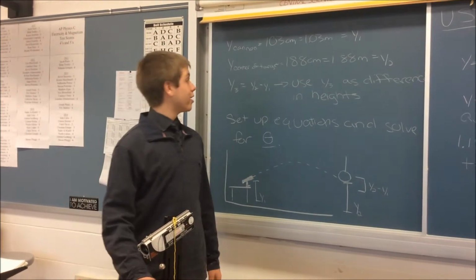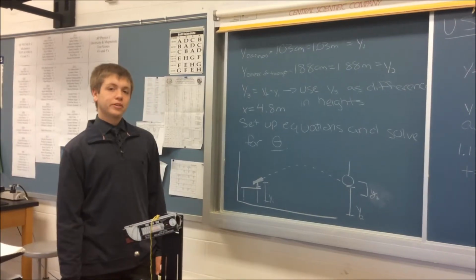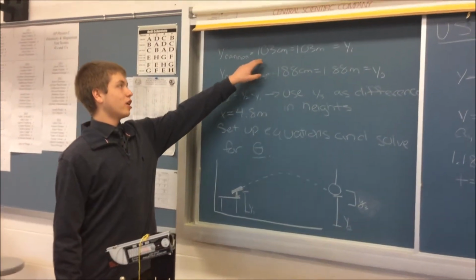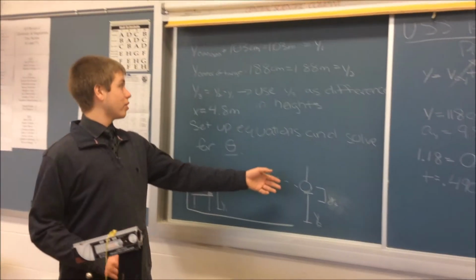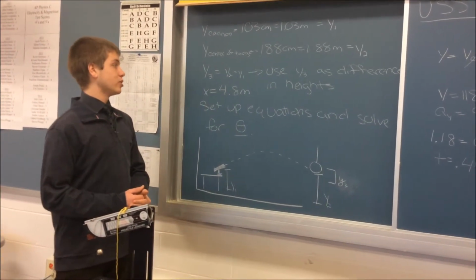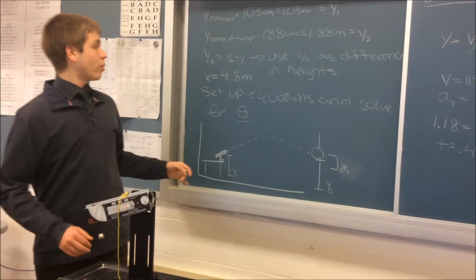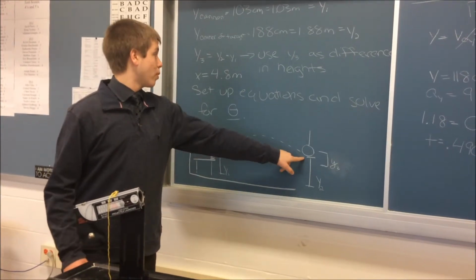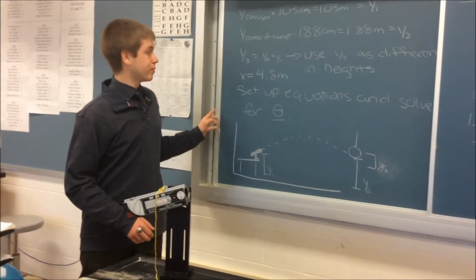When we set up our cannon and bowling ball, we're going to have a set y and x distance. The next step would be to solve for the difference in y. The height of the cannon is y1, and we solve for that to be 103 centimeters or 1.03 meters. The height of the target, or the bowling ball, is what we found to be 188 centimeters or 1.88 meters, and that is y2. To solve for y3, or the difference in the two, just subtract, and it comes out to 0.85 meters. X is the distance from the cannon to the bowling ball, and we solve for that to be 4.8 meters. Now we just have to set up the equations and solve for theta.